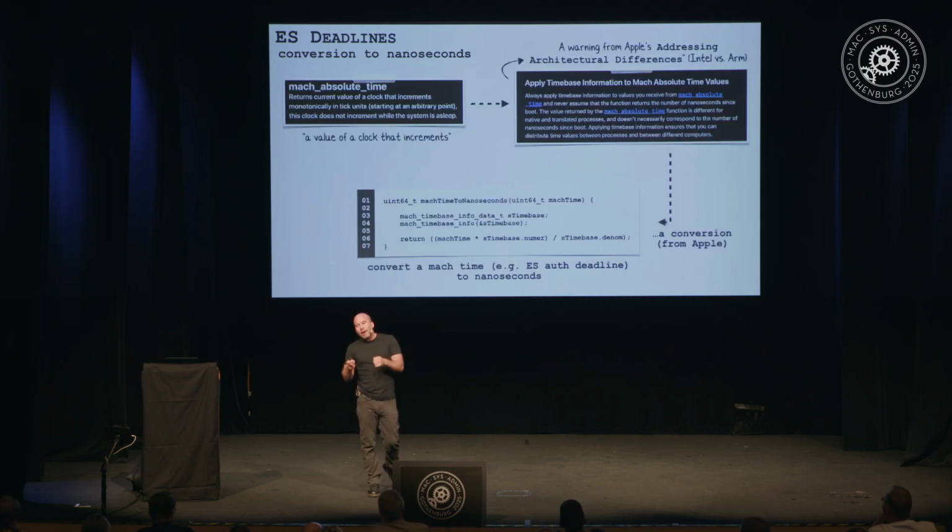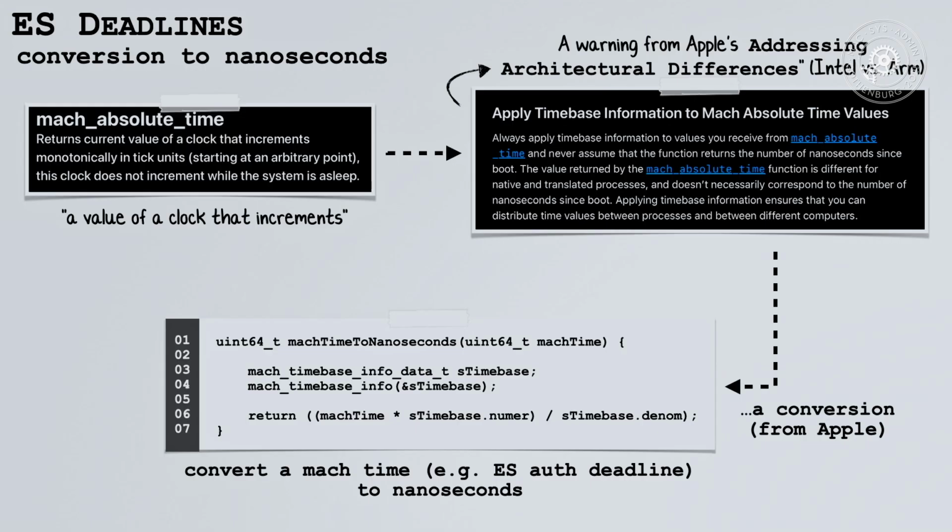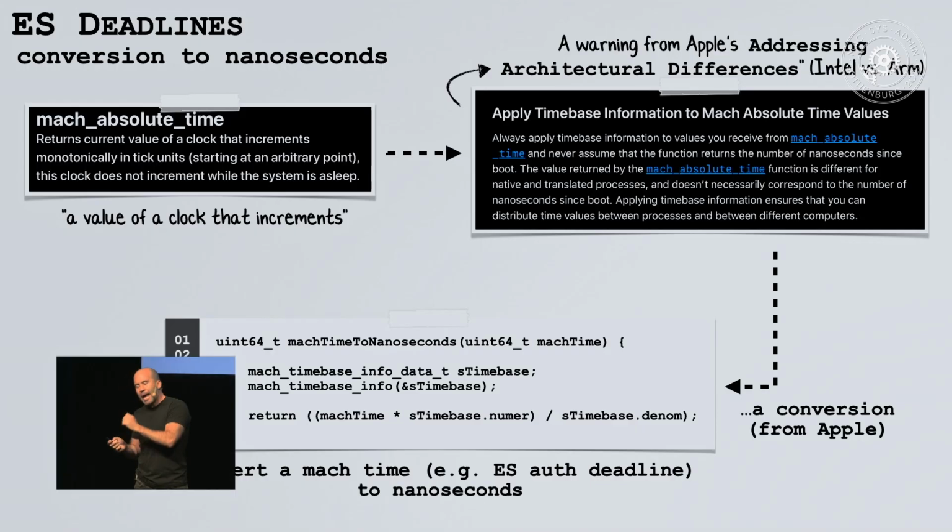Okay, so let's talk about how to handle these deadlines, starting first with the deadline value, which recall is a mock absolute time. I didn't know what that meant. Apple says it's a value of a clock that increments. Cool. But what we really want to do is convert it to nanoseconds, because most of the APIs that can take action before some deadline expect nanoseconds. So I said, okay, super easy to convert from mock absolute times to nanoseconds, right? No, there are nuances.